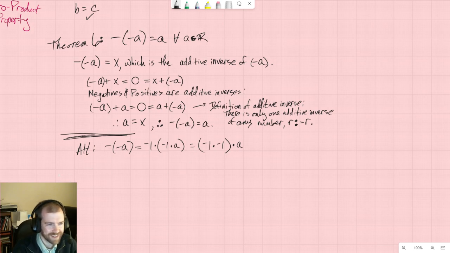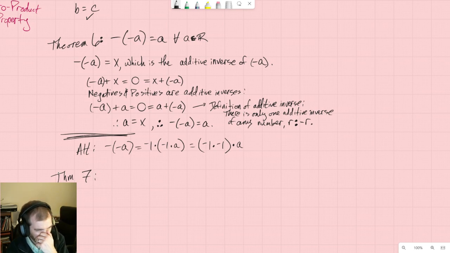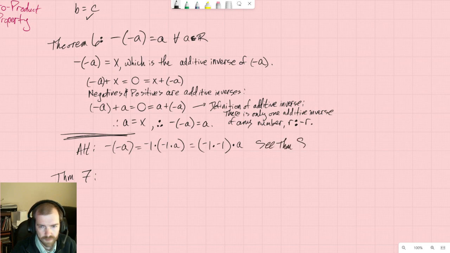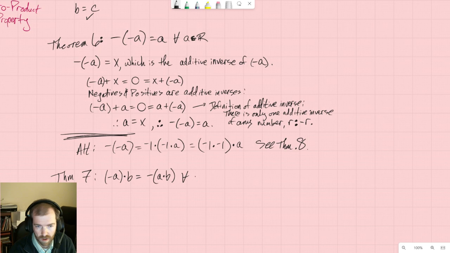Theorem 8. All right, so for theorem 7, we had, parentheses, negative a times b is equal to negative parentheses a times b for all a and b in the real numbers.